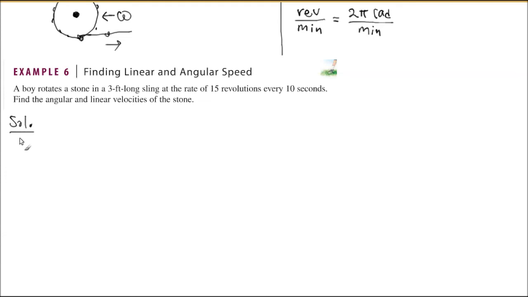What is the first thing we should do? Let's write down the information. There's a 3 feet long information. How about the rate of 15 revolutions every 10 seconds? That's another piece of information. So how do you write down the 3 feet long mathematically? What letter do we use? R.